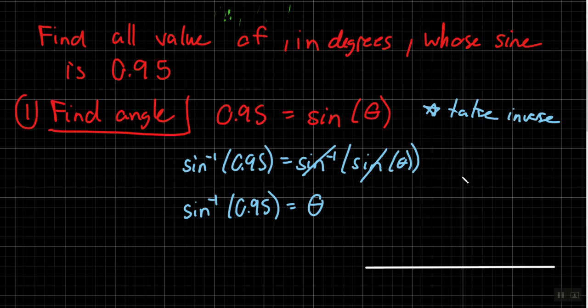You have your x-y axis on a unit circle. We went from here and we went up about 71 degrees. So which quadrant should I stop in? 1. That right there.